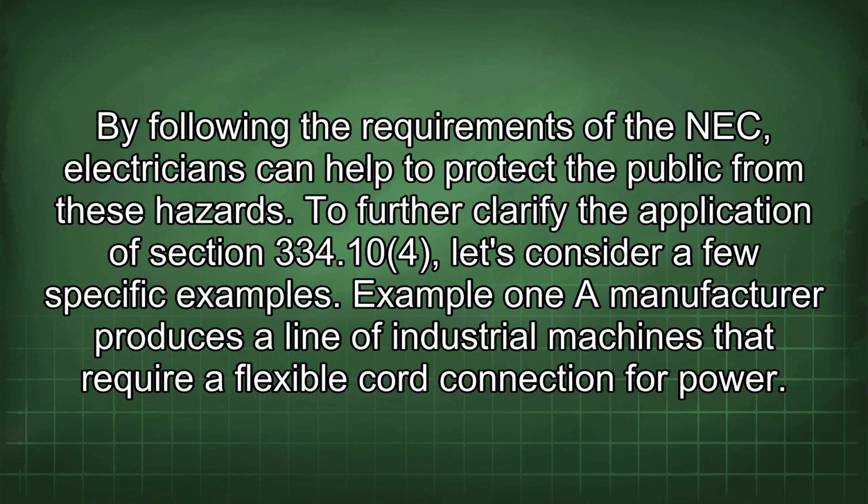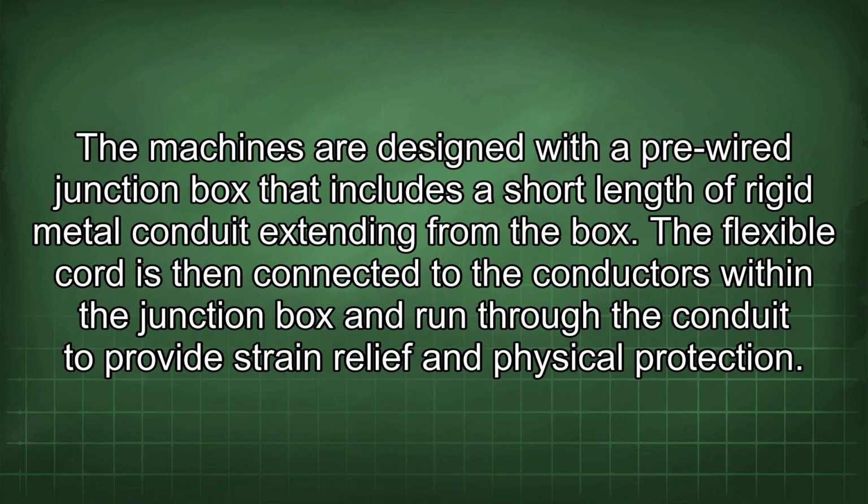To further clarify the application of Section 334.10, let's consider a few specific examples. Example 1. A manufacturer produces a line of industrial machines that require a flexible cord connection for power. The machines are designed with a pre-wired junction box that includes a short length of rigid metal conduit extending from the box. The flexible cord is then connected to the conductors within the junction box and run through the conduit to provide strain relief and physical protection.